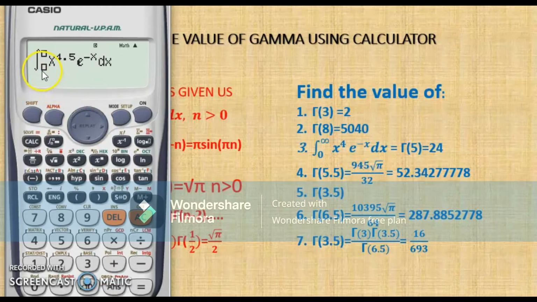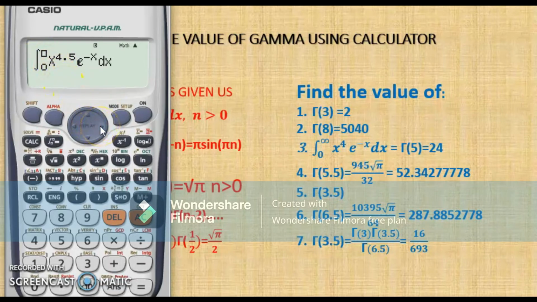It will send it to the base of the integral, and we know it's from 0 to infinity. Now I want you to note this: the infinity sign is not on the calculator, therefore I will use an approximate figure. So let's say 100, 250, 1000, but the higher your figure, the longer your calculator will take to calculate it. So I will just limit myself to 100, and that one will be good.